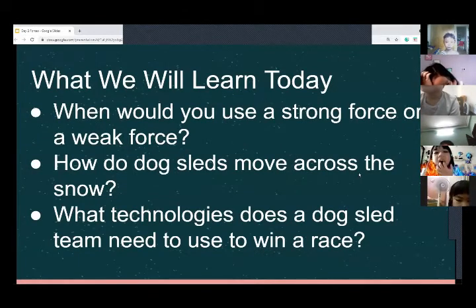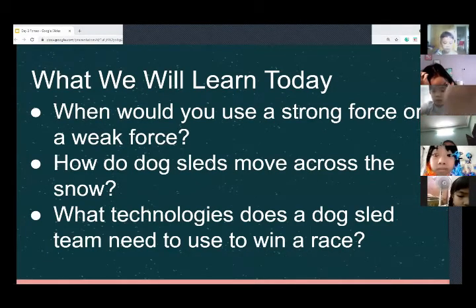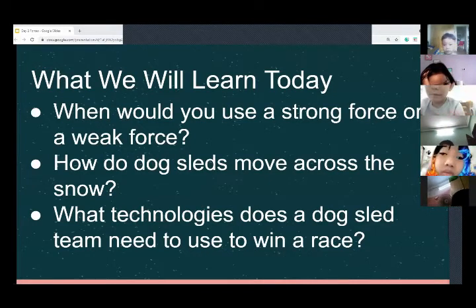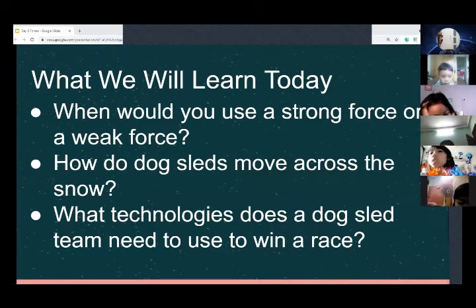Okay, guys, so what we're going to learn about today. Let's read about what we're going to learn about today. Let's have Riku. Can you please read the first bullet for us? When you see a strong force or a weak force.